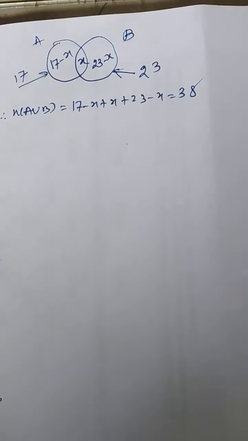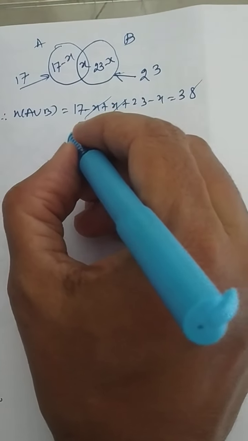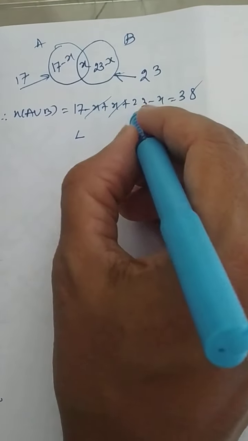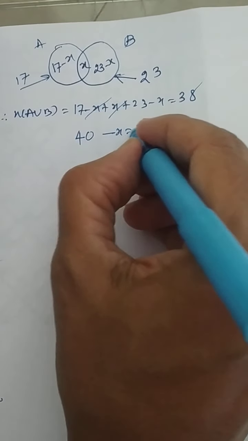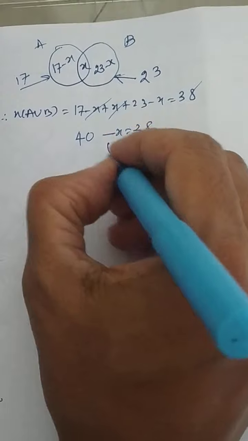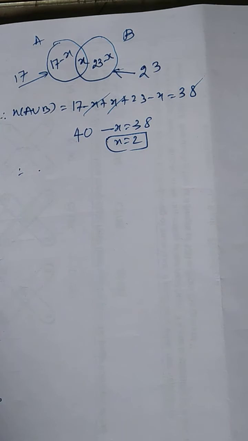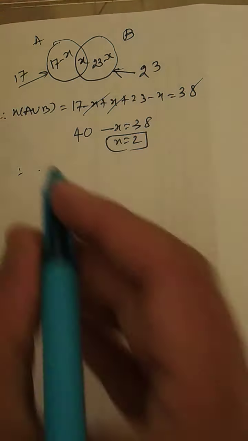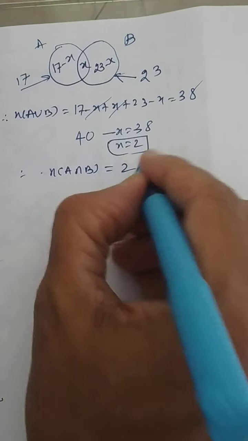Now if you simplify this, you will get the value of x. See, x and x will get cancelled. This is nothing but 40 minus x is equal to 38. The value of x is nothing but 2. So the answer in the first case, what was the demand of the question? The demand of the question is to find out the intersection. So n of A intersection B is nothing but 2.